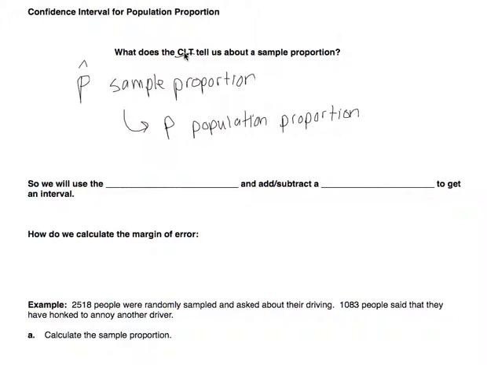So we're going to use the sample proportion, which is P hat, sample proportion, and then we're going to add and subtract what's called a margin of error. It gives us some leeway here. Margin of error. And that's going to give us an interval.